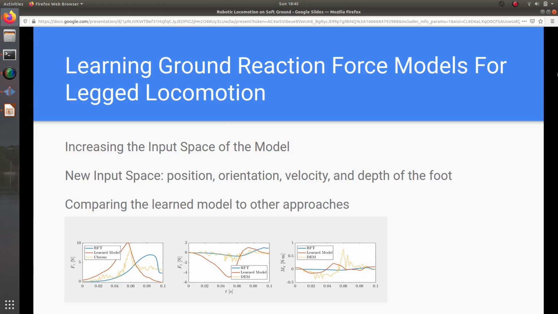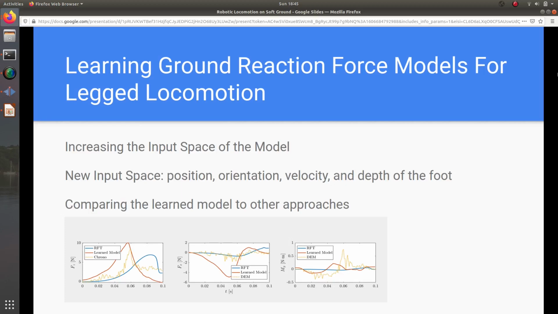With confidence that the DEM simulation is capturing the physics well, and that a neural net was also representing the function well too, we increase the input space of the neural network. The new neural network's input space includes the position, orientation, and velocity of the foot, as well as the depth of the foot into the granular material. Below is a comparison of the neural network, RFT, and DEM data.